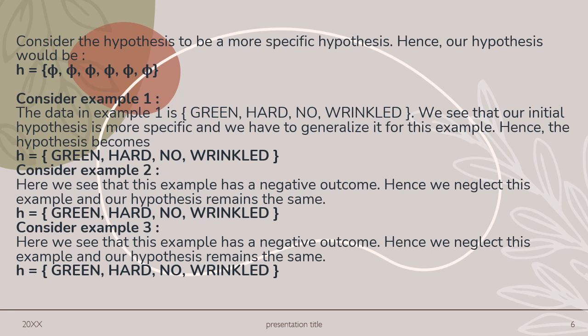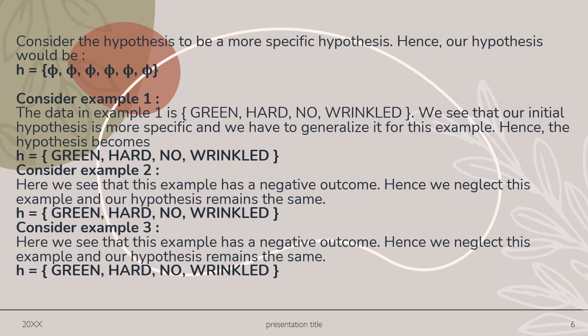And we are going to consider the next example. That is green, hard, yes, smooth, but the outcome is said to be no. So we are not going to make any changes, as told in the steps involved. If it is a negative outcome, we are not going to consider it. Therefore we neglect this example, and our hypothesis remains the same. Regardless of the attribute values for the no, the values of the previous hypothesis will be retained. So H equals green, hard, no, and wrinkled.